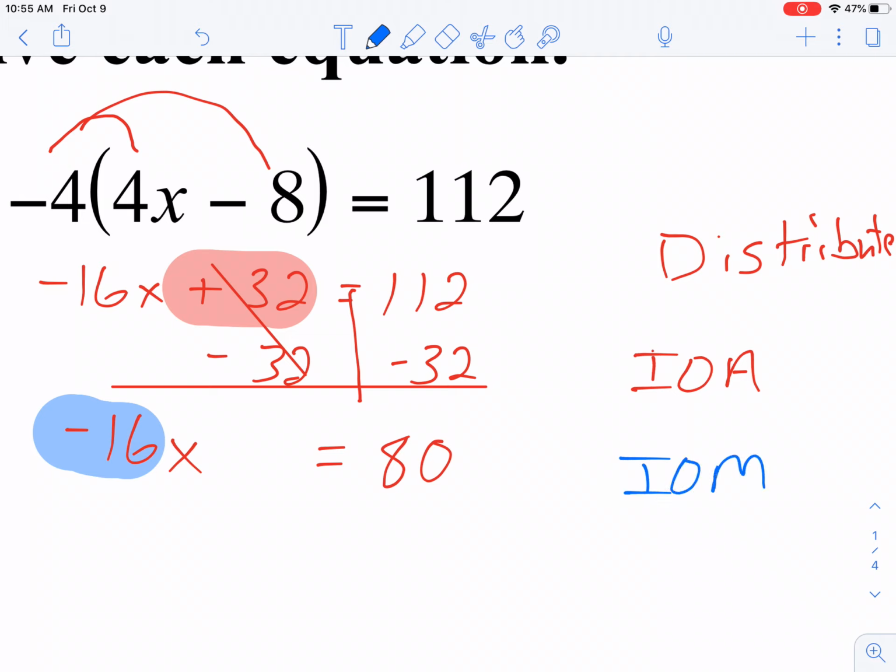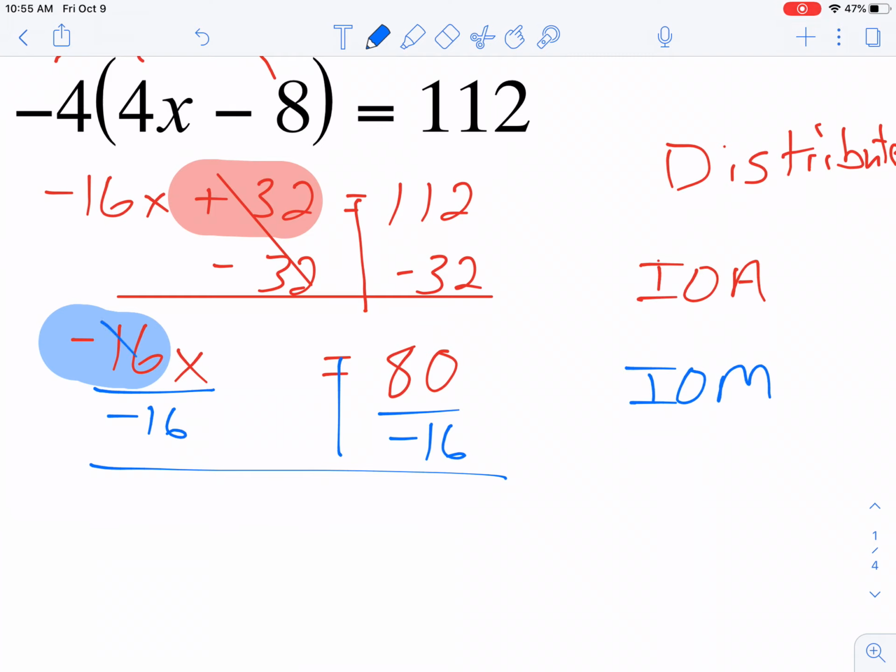I want to do the opposite. So to undo multiply by negative 16, I'm going to divide by negative 16 on both sides of the equal sign. And so what happens is the 16s cancel each other out. X drops down, equal sign drops down. 80 divided by negative 16, well, positive divided by a negative is negative. And then 80 divided by negative 16 is 5.